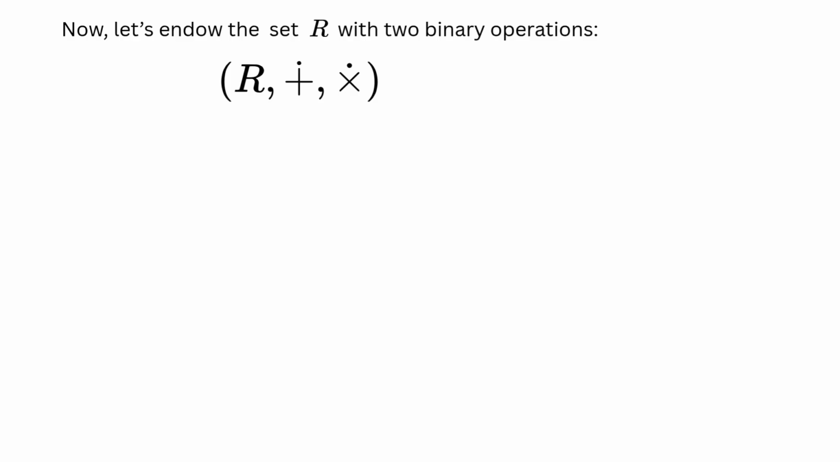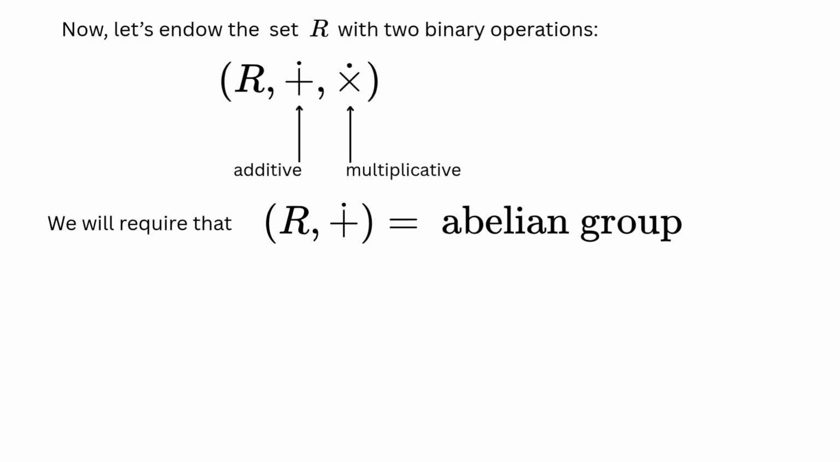Now, let a set R be endowed with two operations which we call dot plus and dot times. The notation implies that the dot plus operation will be viewed as additive and the dot times operation as multiplicative. Although it is possible to start with less structure, for the most useful structures, R endowed with the dot plus operation should be an abelian group. Regarding the second operation, we will require that it is associative. In other words, R endowed with the dot times operation is a semigroup.